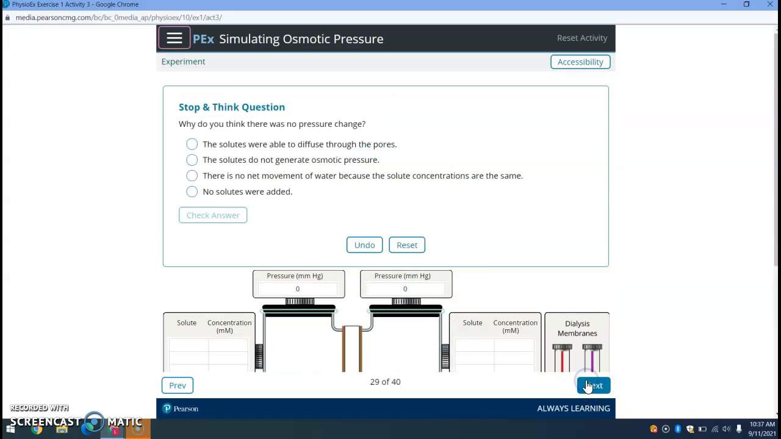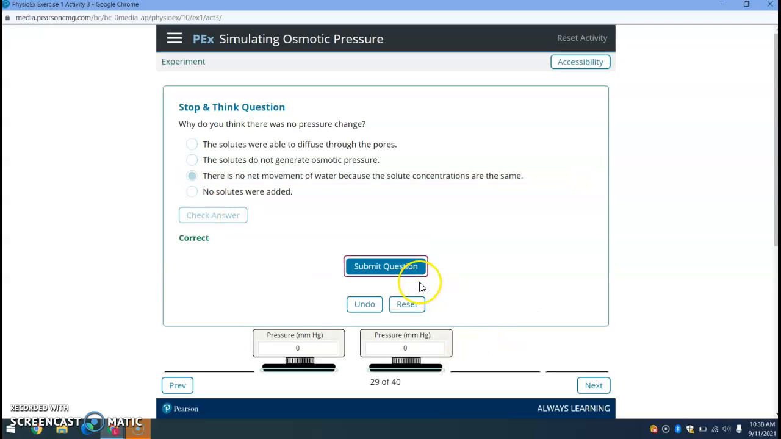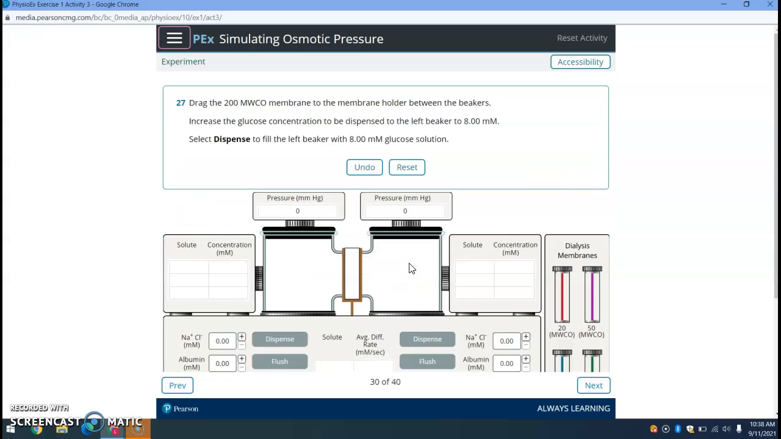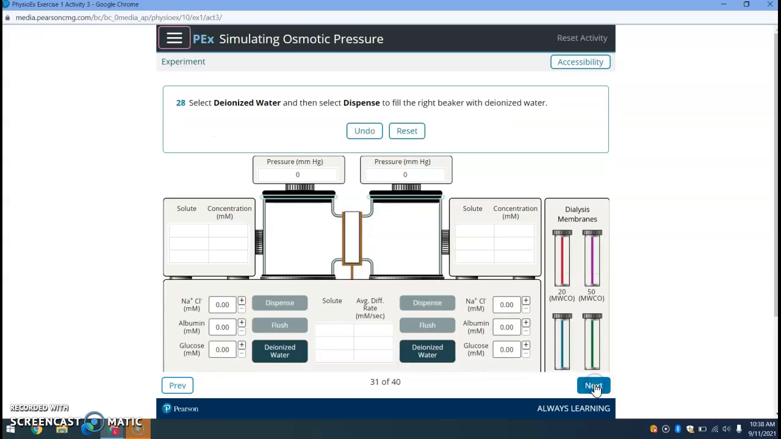And then next, why do you think there was no pressure change? There is no net movement of water because the solute concentrations are the same. Okay, and I haven't been hitting check answer. And you should do that. I'm sorry. But anyway, if you don't hit check answer and submit, then you can hit check answer, I believe, and then it will give you the right answer so that you don't have to miss the questions. It's what I'm understanding from it.